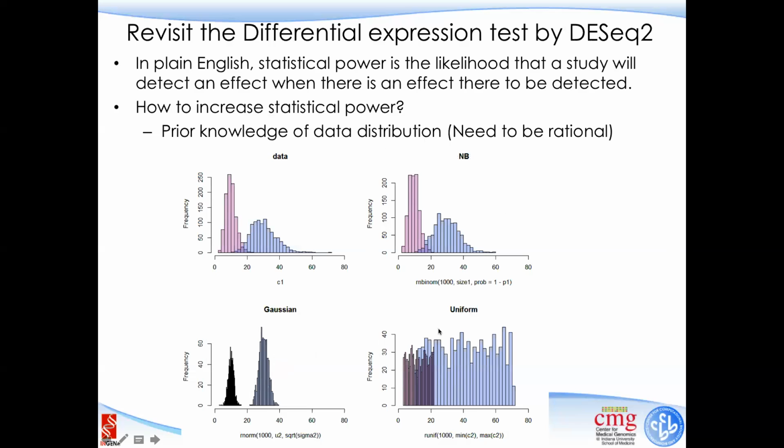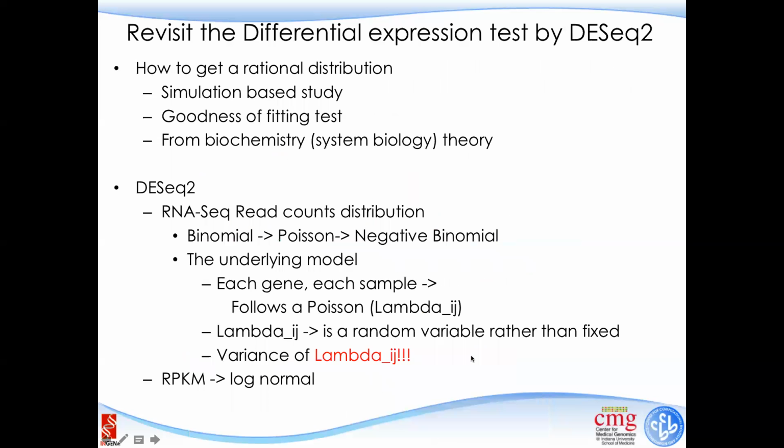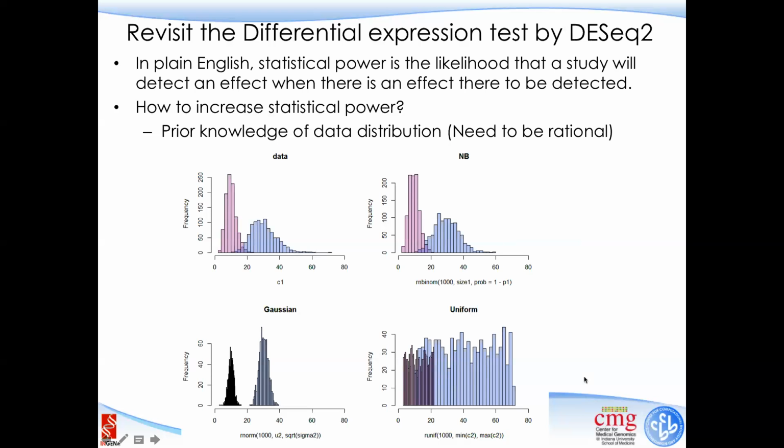But for this case, the statistical power may be too low because the distribution is incorrectly assumed. And also, how to get a rational distribution. So if we go back, all these distributions you plotted, this is for one specific gene across multiple samples. Is that correct? Yeah. So what you are trying to do exactly.